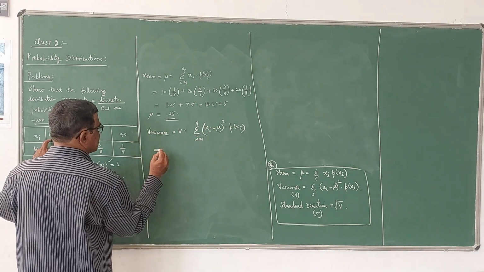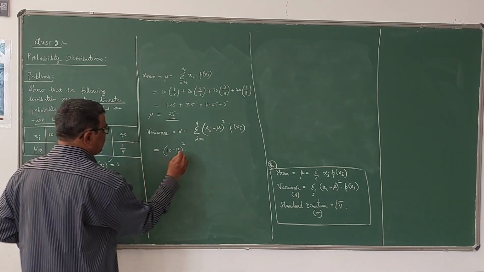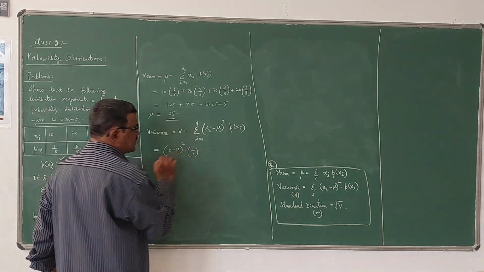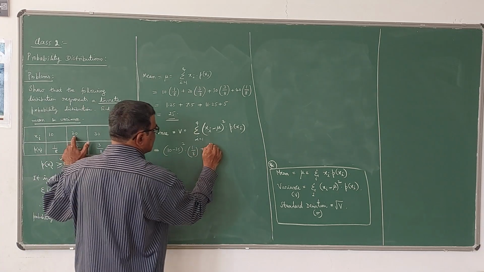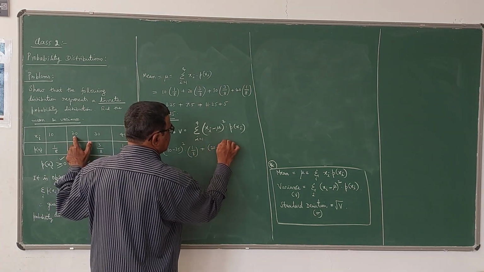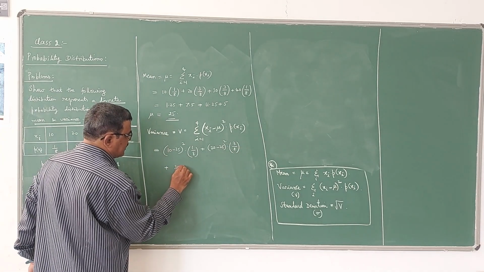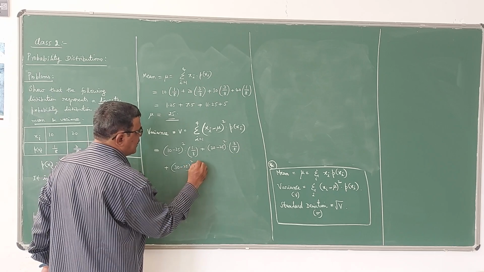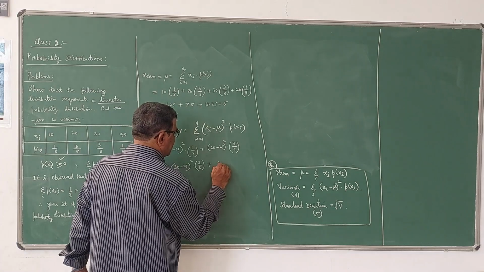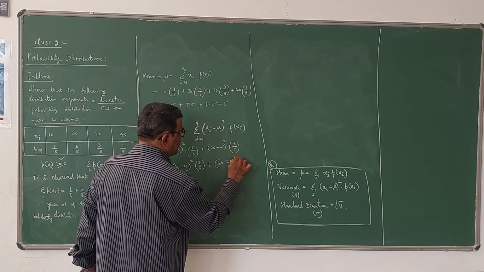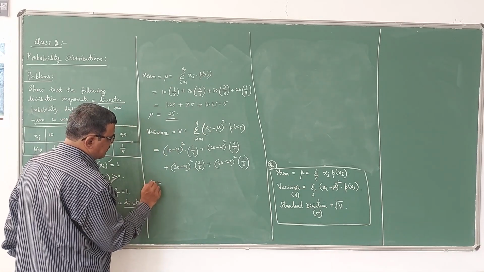Xi minus mu: xi is 10, minus mu 25, whole square, into p of xi, which is 1 by 8. Plus, because it is summation, the second: xi is 20, 20 minus 25 whole square into 3 by 8. Plus xi is 30, 30 minus 25 whole square into 3 by 8. Then plus the fourth value, xi is 40, 40 minus 25 whole square into 1 by 8. So simplify this, and you will get the value of variance.